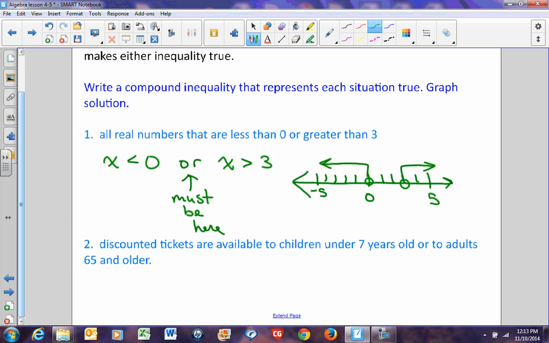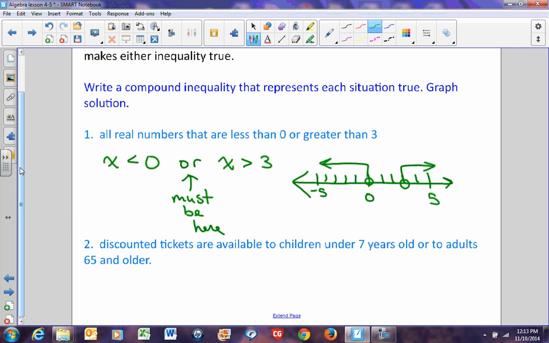Most of the time, your OR inequalities will go in opposite directions. Only once in a while will they head toward each other, and then they become an AND inequality in the process. That happens very rarely. Let's take a look at this second one.